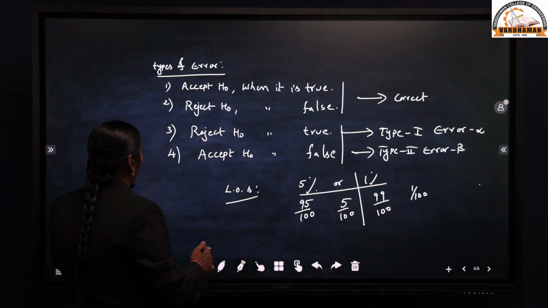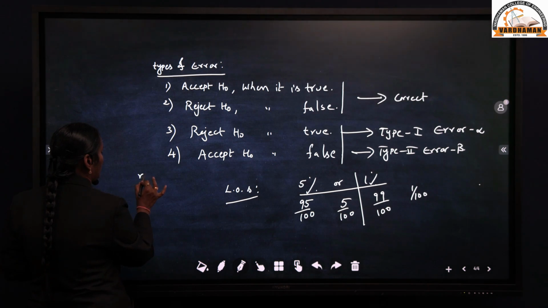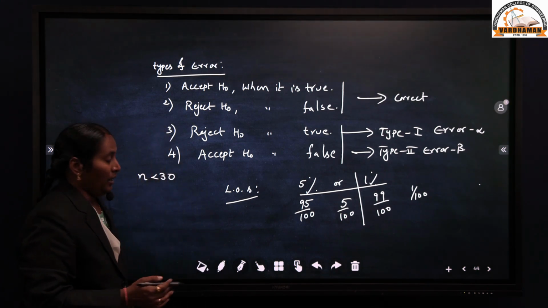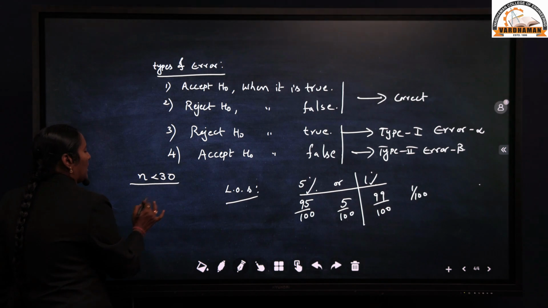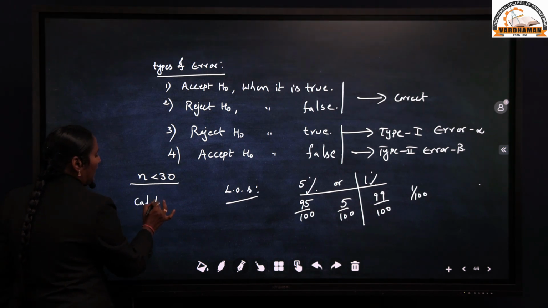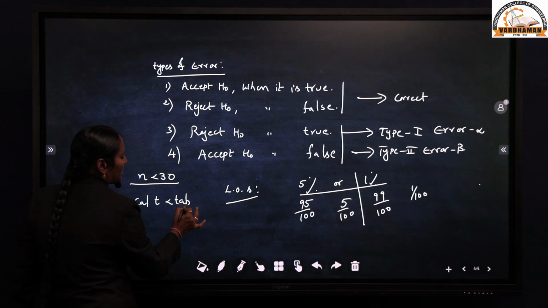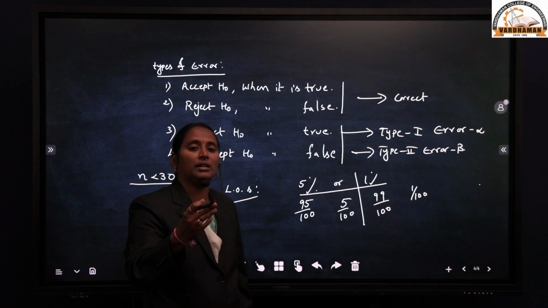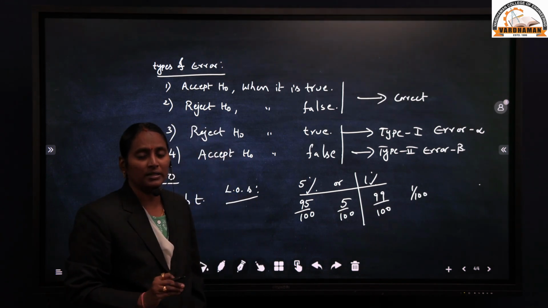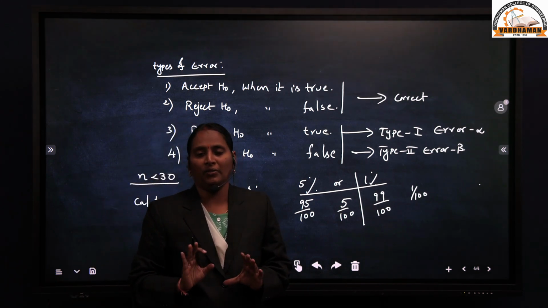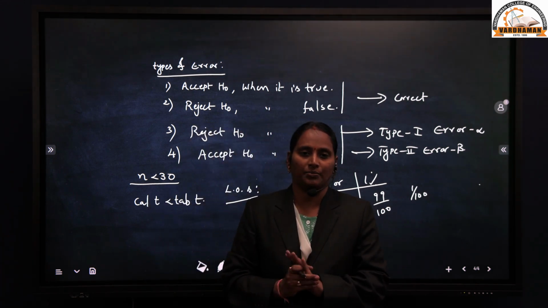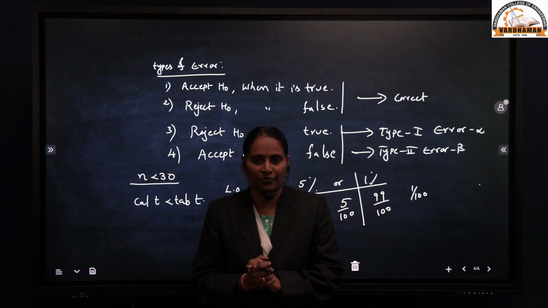Now, one more thing we are going to define is the conclusion. For a small sample test, as in the definition we observed, the sample size n is less than 30. While making a conclusion, if the calculated value of t is less than the tabulated value of t, we accept H0 for the particular degrees of freedom. Degrees of freedom means the number of independent variates which make up the statistic.